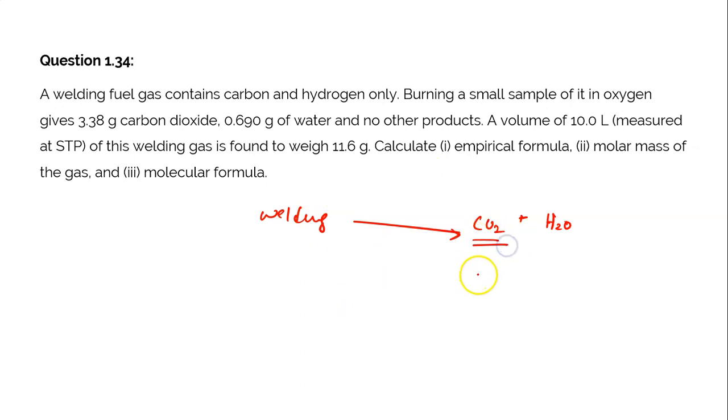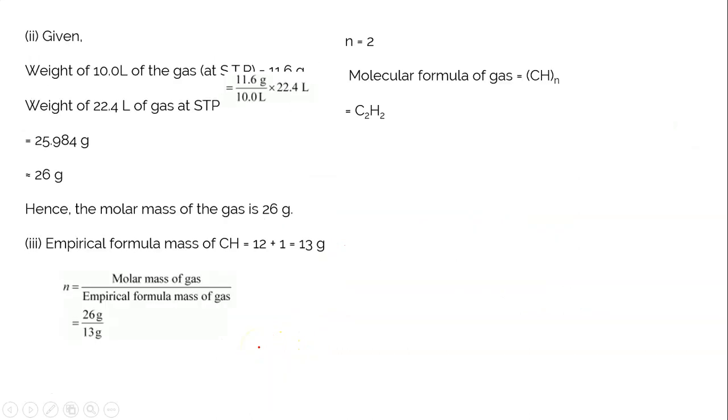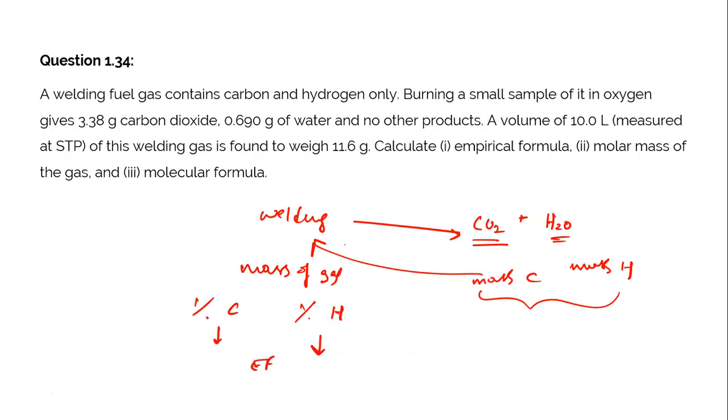So from here you have calculated the mass of carbon, from here you have calculated the mass of hydrogen, and using this mass of carbon and hydrogen you have calculated the mass of welding gas, and from here you have calculated percentage composition of carbon, percentage composition of hydrogen, and using this data you have calculated the empirical formula. This is how you have done it. Fine. Let's quickly move on to the next question. Before we could go to the next question, we have to deal with the remaining parts of this question.